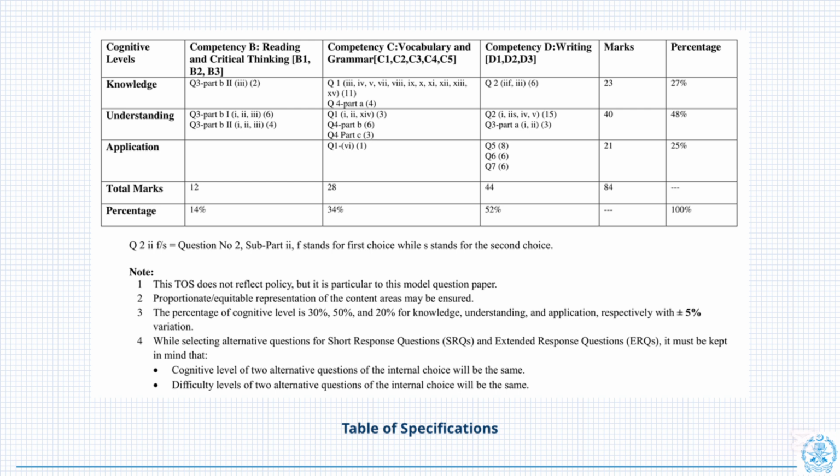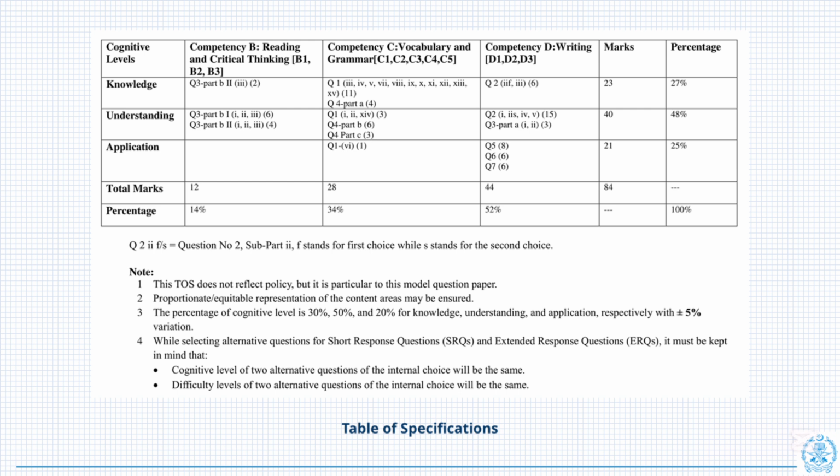This section assesses students' comprehension skills and their ability to critically evaluate texts. Competency C, Vocabulary and Grammar, carries 28 marks or 34% of the total. It tests students' proficiency in language, structure, and vocabulary, emphasizing their command over fundamental linguistic elements. Competency D, Writing, holds the highest weight with 44 marks, amounting to 52% of the total.